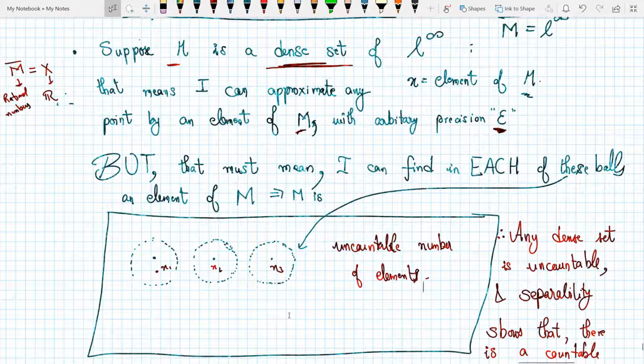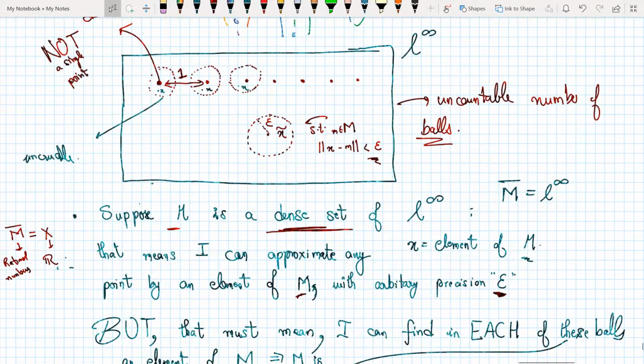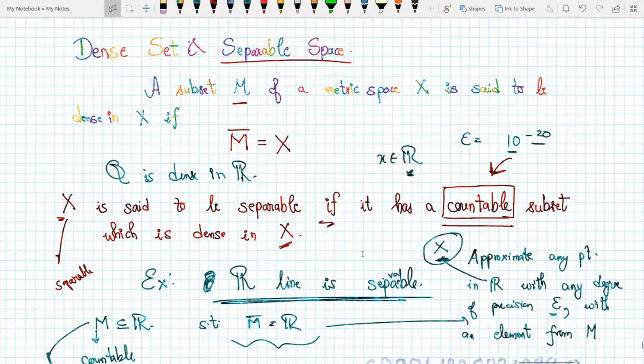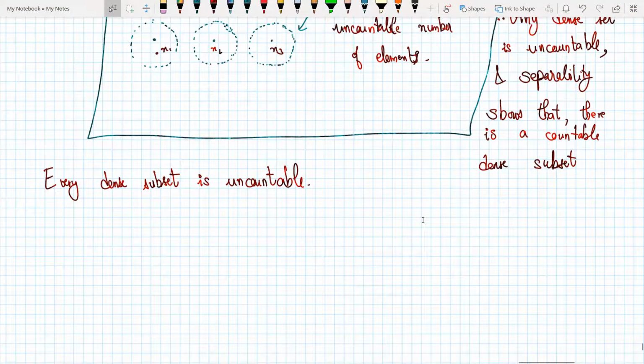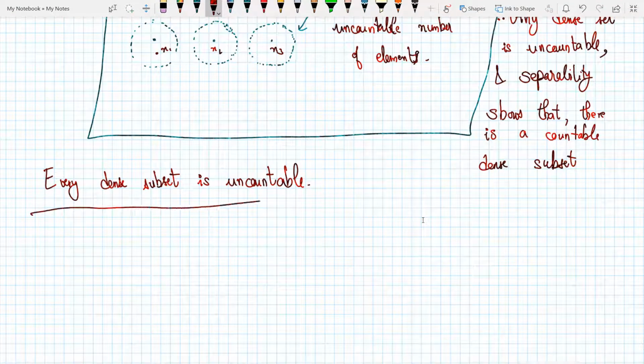And now when I want to say that a set M is dense in L infinity, I can say that in each of these balls I can find a point in M which lies in each of these balls. But since these balls were uncountably infinite themselves, the number of elements in my set M has to be uncountably infinite too, which contradicts my definition: X is separable if it has a countable subset which is dense in X. But in our case, we have an uncountable subset, which means that my space L infinity is not separable because every dense subset is uncountable.